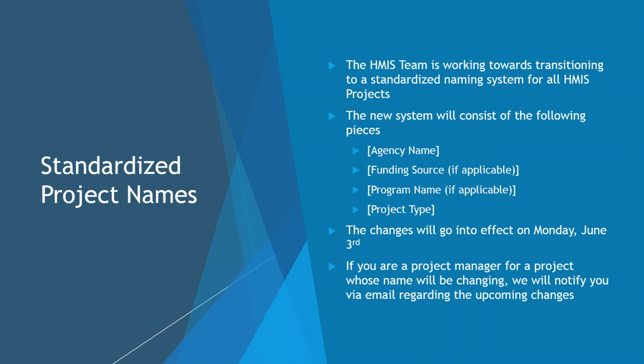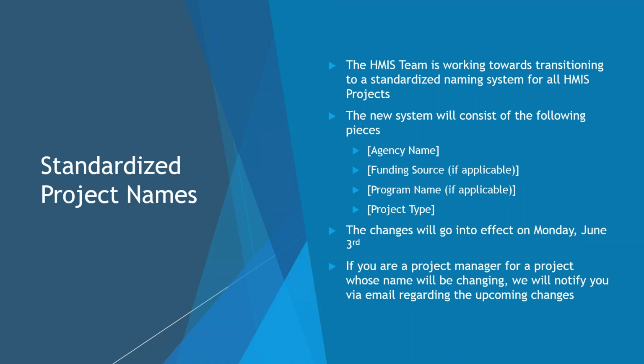As you can see here, the new system will consist of 4 different points. When you're looking at the project name, it will go in this order. The first acronym that you're going to see is the acronym for the agency. It's going to tell you what agency created that project and what agency enrolled the client into that project. The next one will tell you the funding source of the project if it is necessary. If it's a private funding source, you won't see that. But if it's HUD funded or City of San Antonio funded, those types of things you'll see in that acronym.